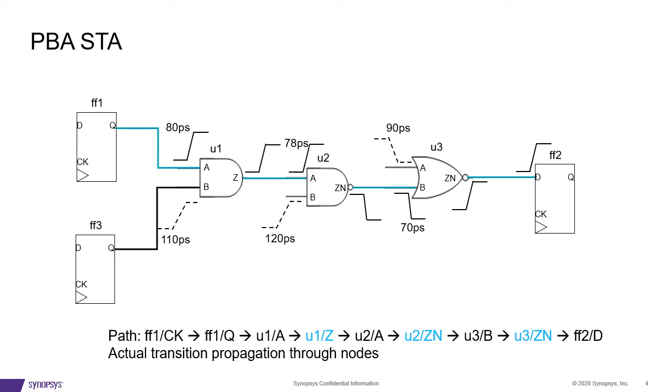On the other hand, path-based analysis STA propagates the actual transition at the merge nodes. Therefore, at each of the merge nodes, the path input slew gets propagated, and at the endpoint, we get a transition of 61 picoseconds. As a result, you see that pessimism has been reduced from the GBA STA. This also leads to improvement in slack, or slack pessimism reduction, at the endpoints.